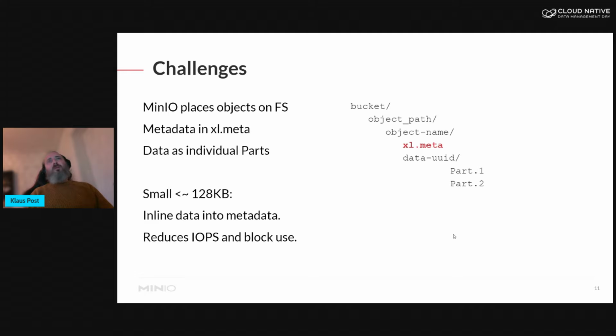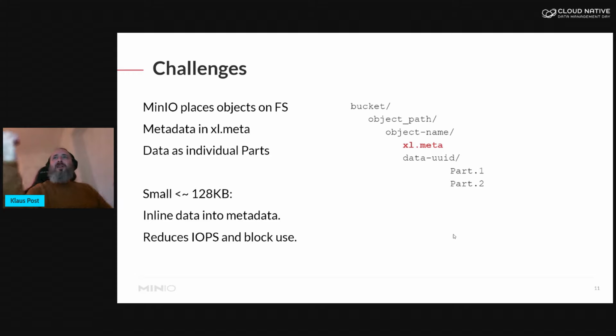So let's look at how we do this on MinIO. We place all objects on a file system. We don't have any special storage layer. We use standard Linux file systems, or even Windows or Mac if you do that. So data is placed into buckets, and you have a path where you place your object, and the storage on the file system simply reflects that.